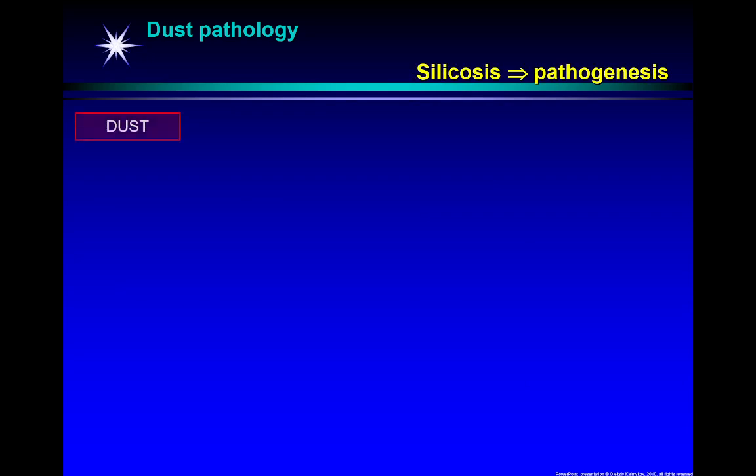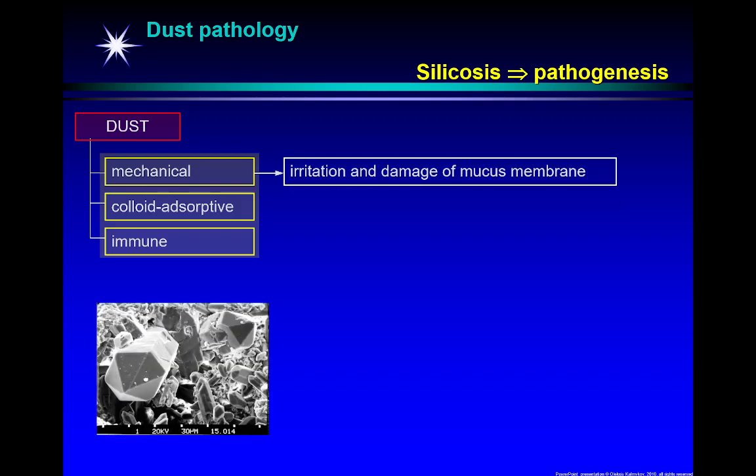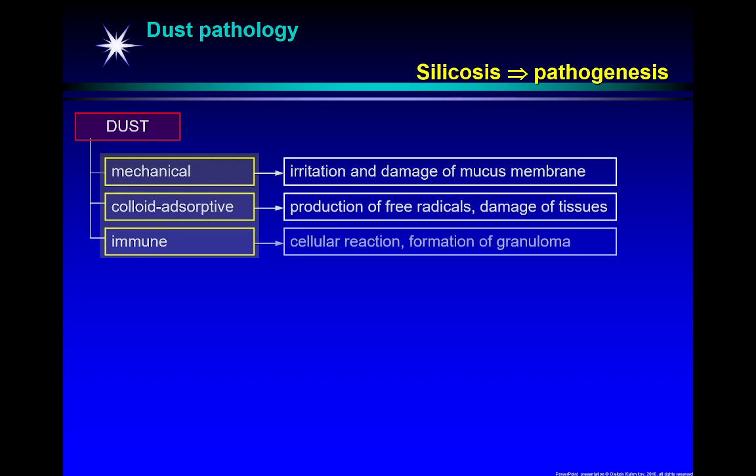In the pathogenesis of silicosis development, the main role is played by the following aspects of influence of the dust. Mechanical damage leads to irritation and damage of mucous membrane cells, and therefore development of inflammation, etc. So-called colloid absorptive theory, by which dust may produce secondary free radicals by itself, because of its chemical structure, and indirectly damage cells and structures by these free radicals.